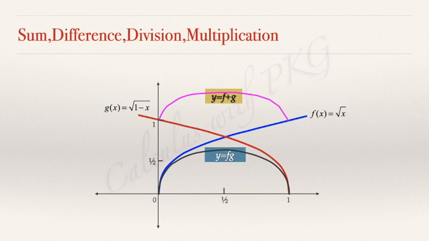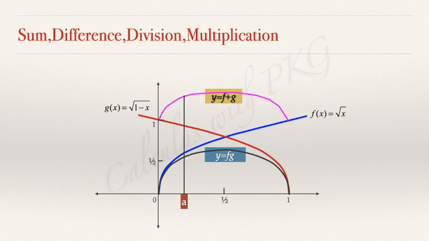Now how do we draw the graph of addition of two functions? So consider a point A in the x-axis which is in the common domain of the two functions f and g, which we already know from the previous slide, that is from closed interval 0 to 1. And we have already drawn a vertical line from A.